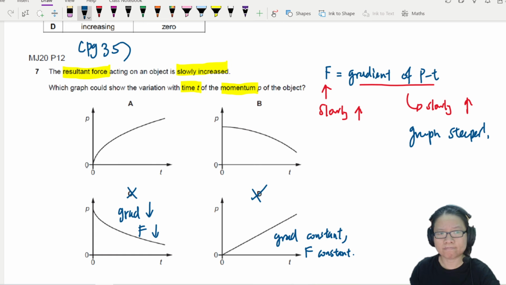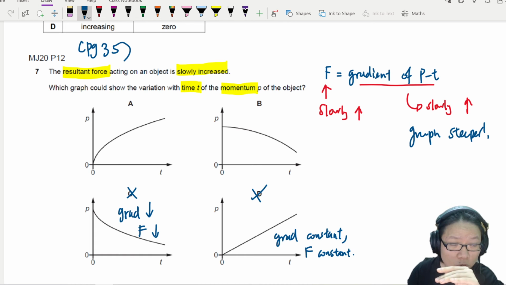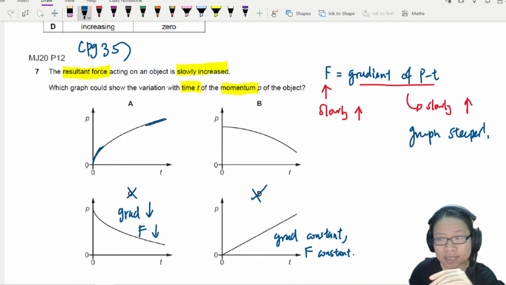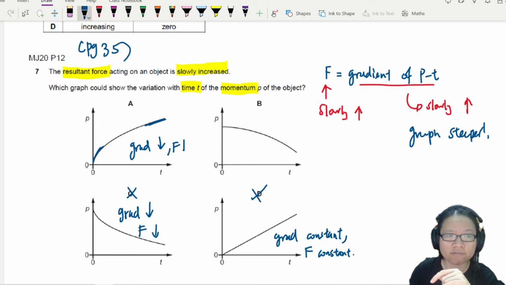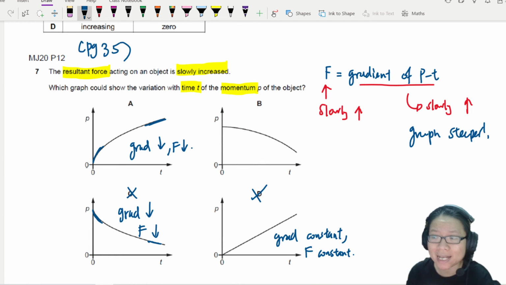Wrong. Teacher, A leh? Momentum increase. Momentum increase, but you look at the shape. Here is steeper than here. Right? So here, this one also, gradient decreasing, F decreasing. Oh, so we only look at gradient. Yes, we do not look at the absolute value.